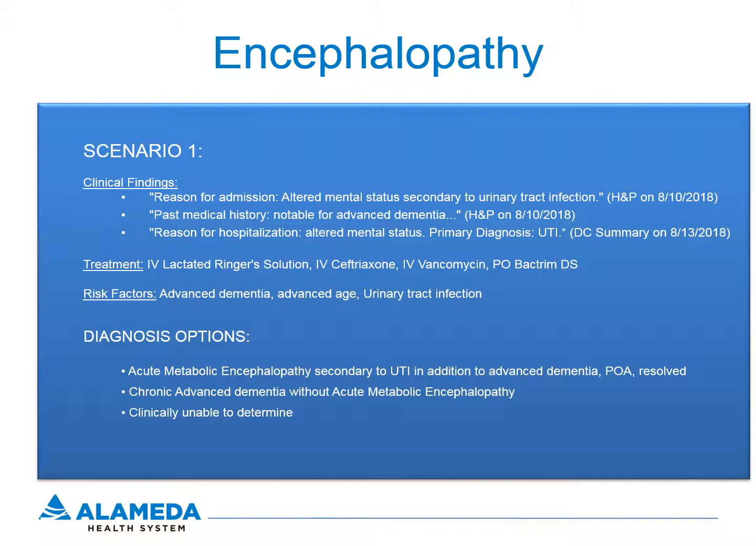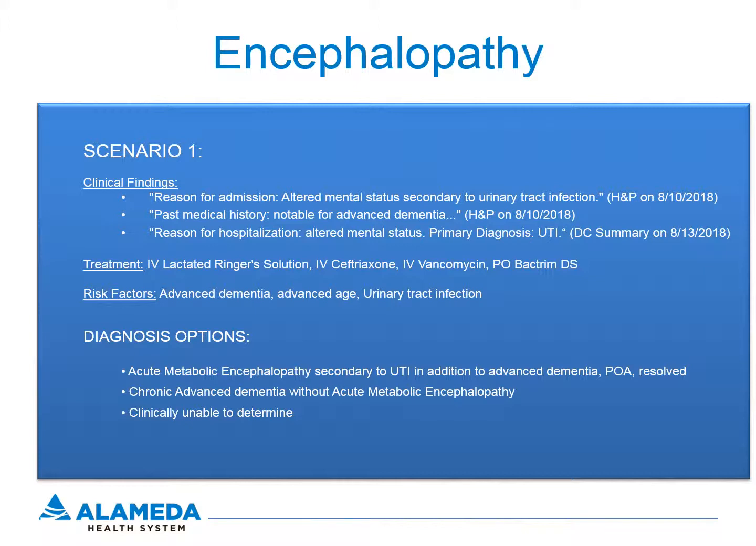Altered mental status is a sign and a symptom. It is not a diagnosis. It's typically due to something underlying. This patient also has a past medical history notable for advanced dementia, which is written on the H&P. The reason the patient was hospitalized was altered mental status with a diagnosis of a UTI. That's what was written in the discharge summary. All of this is correct clinically. Some of it has correct diagnosis, but it does not have complete diagnosis written.